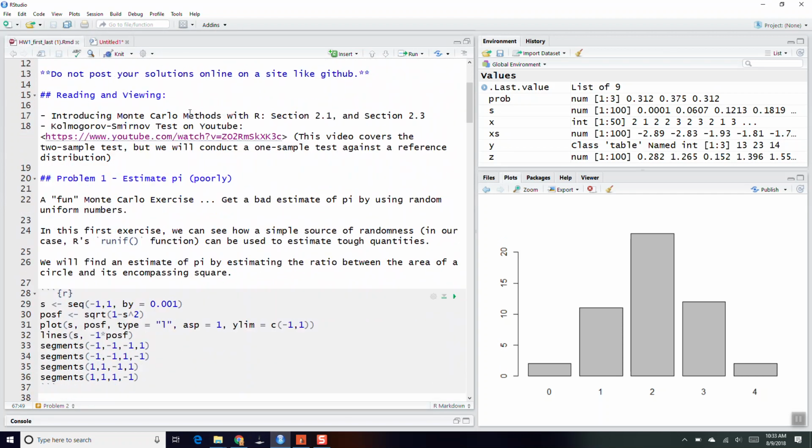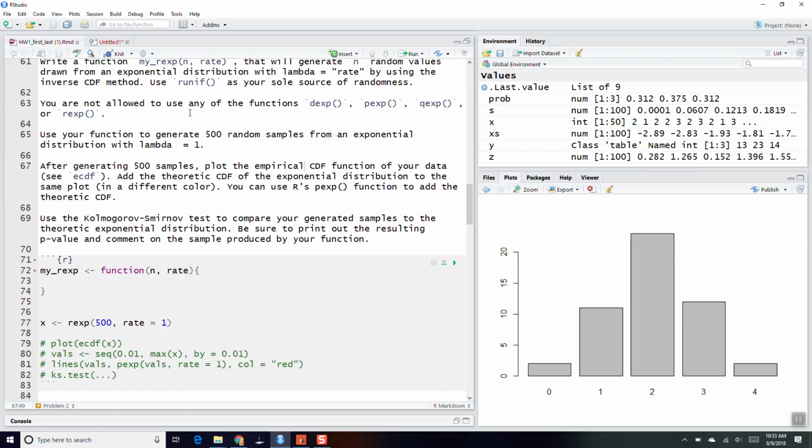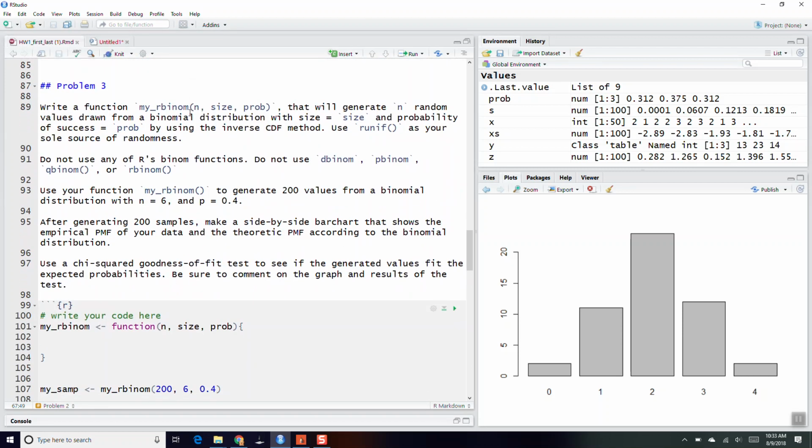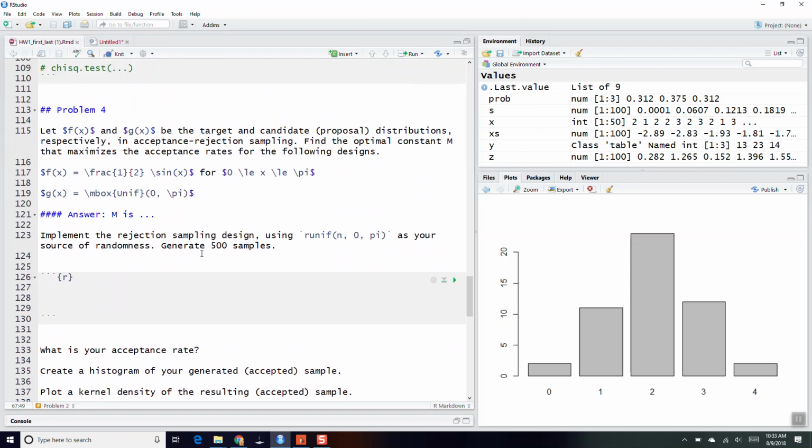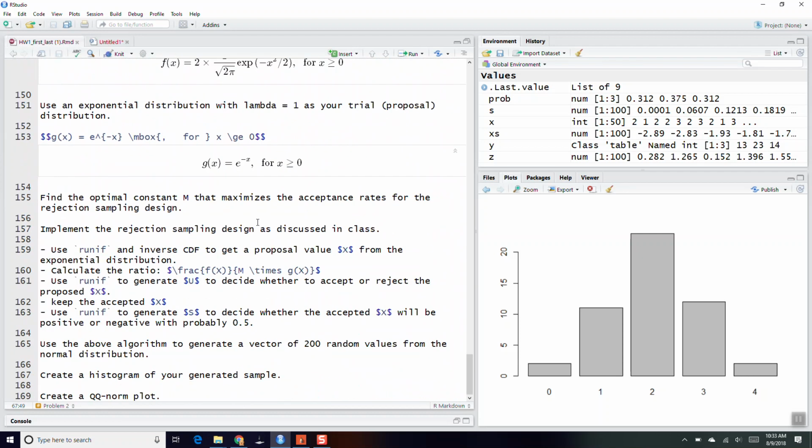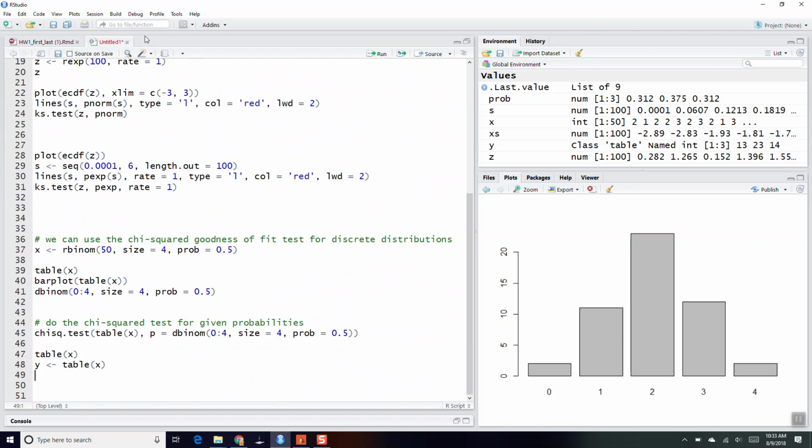So we've got estimating pi, the Kolmogorov-Smirnov test, and the chi-squared test. And then the rest comes from rejection sampling, which is what we're going to cover today. Are there any questions before I move on? Any questions about the inverse CDF method for generating random samples of a random variable?